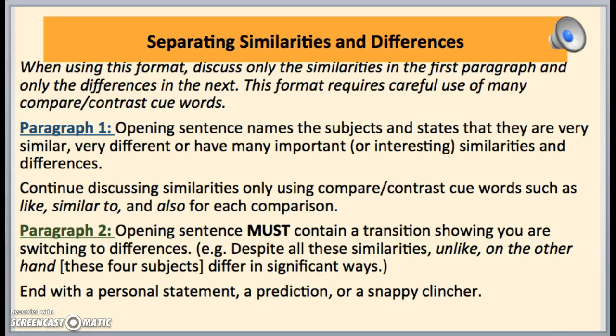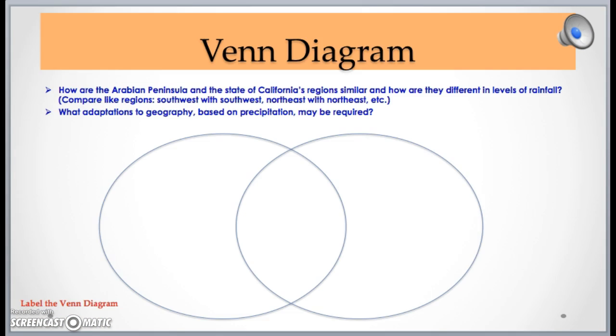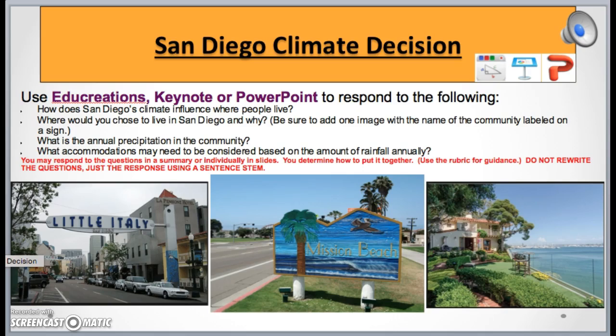let's go ahead and look at the Venn diagram that you're going to create. You're going to compare and contrast the state of California with the Arabian Peninsula. Make sure that you respond to the last portion of this Venn diagram. What adaptations to geography based on precipitation may be required? Then let's take a look at your project.